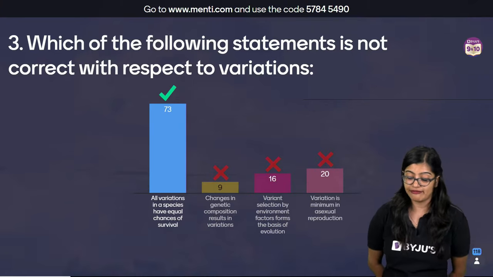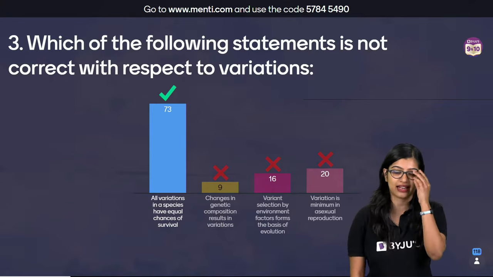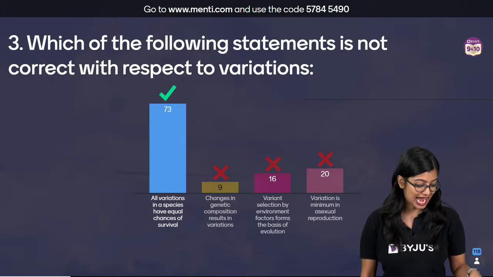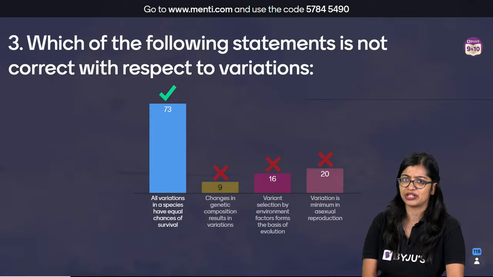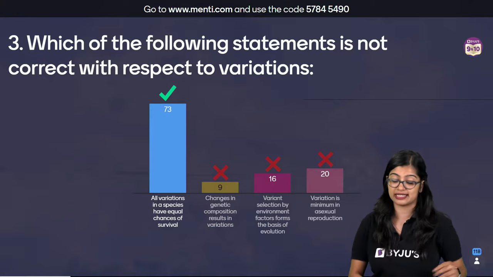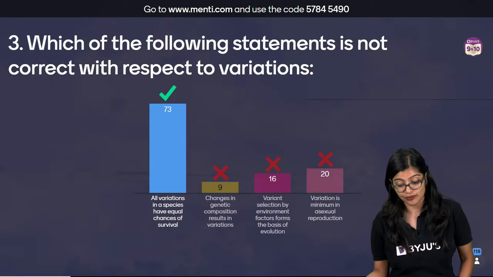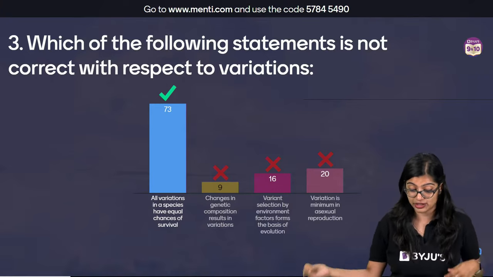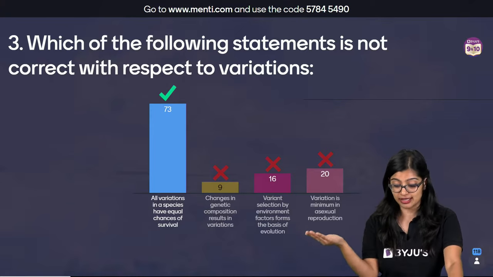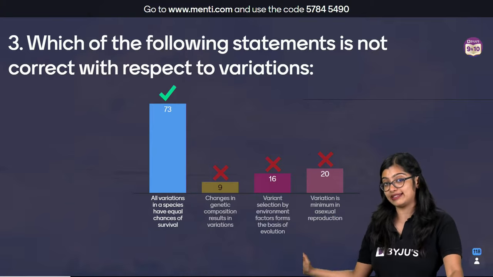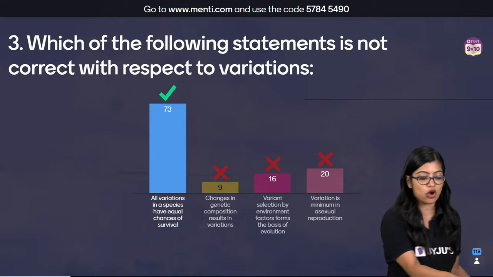Very good, everybody. Now, ma'am, isn't this question? Yes, it is not exactly from it, but it's a little bit along the lines. They can ask you a similar kind of question, right? So we know that not all variations are beneficial, right? And we know that all variations in the species have equal chances. Not exactly. Some variations could not be helpful also. But we know that change in genetic material leads to variation, and it's normally also caused by environmental factors, and it's mainly seen in sexual reproduction than in asexual reproduction, which is why the correct answer is option A.